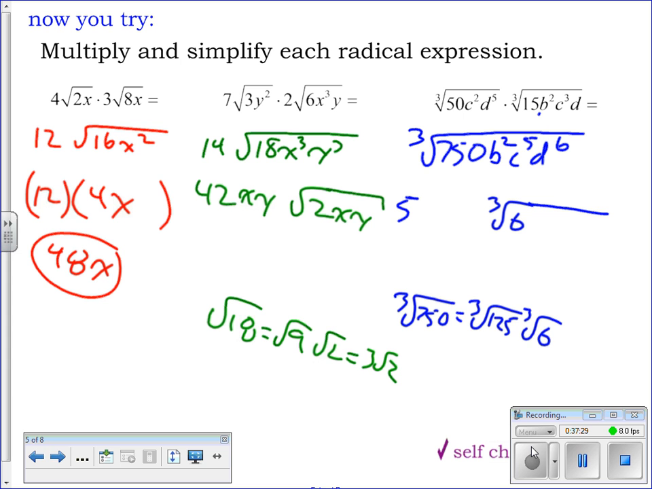The variables are easy. Cube root of b squared: 2 is smaller than 3. I don't have any b's pulled out. My b squared stays inside. Cube root of c to the 5th: 5 divided by 3 is 1 with the remainder of 2. So I pull out a c and leave a c squared inside. D to the 6th: 6 divided by 3 is 2 with no remainder. No d inside. I pull a d squared outside.